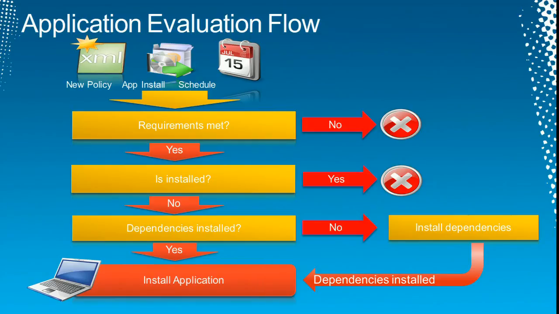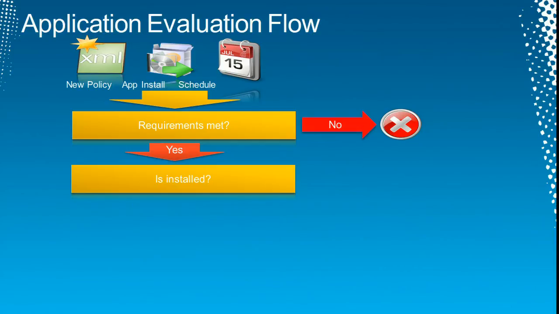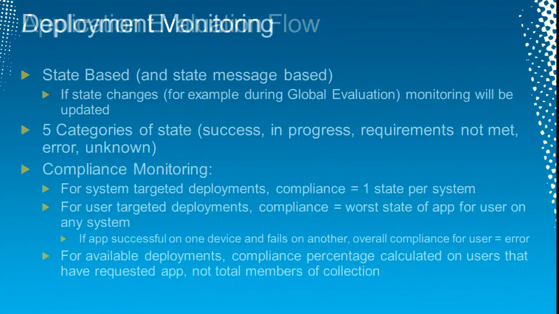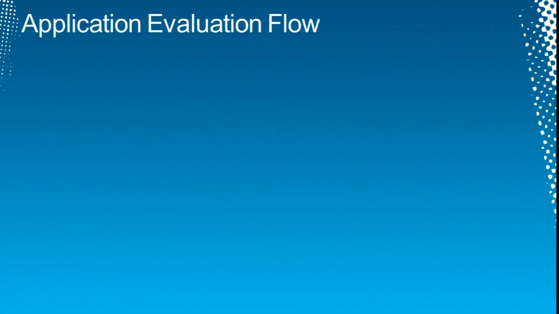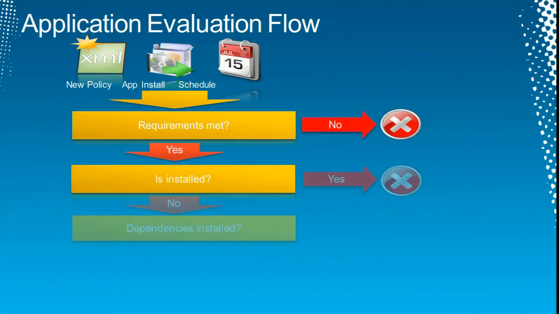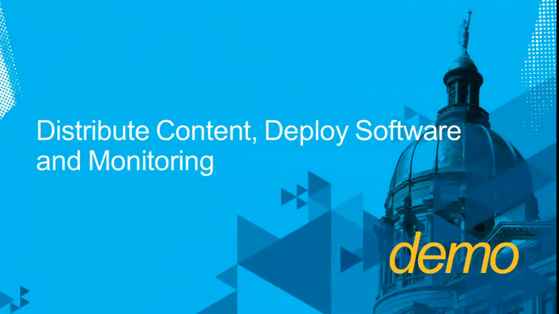And you get back state. You get the second bullet down, 5 categories of state, the last one on the list, requirements not met. You would get back a requirements not met if any of those requirements could not be satisfied. So the question is, will it tell you which requirement is not met? And the answer is yes. It will show you what requirement was not met.